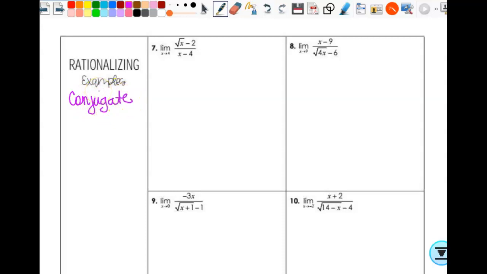Right. So we're going to do just a random conjugate that's not that first one. If I have x plus 3 and I want the conjugate, it's really easy to figure out. The conjugate of x plus 3, all you do is change that sign.